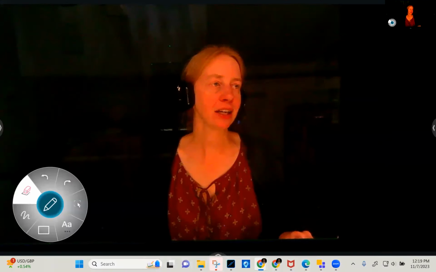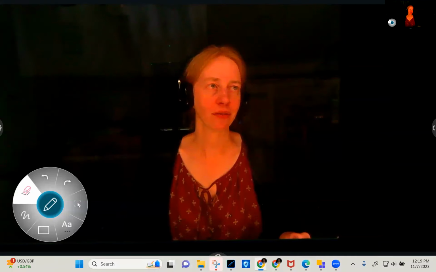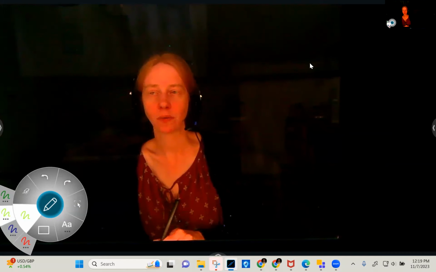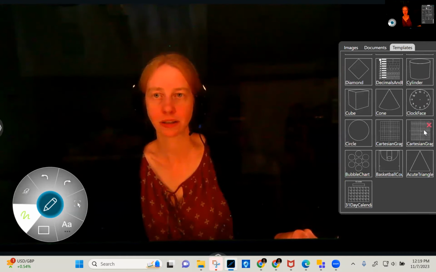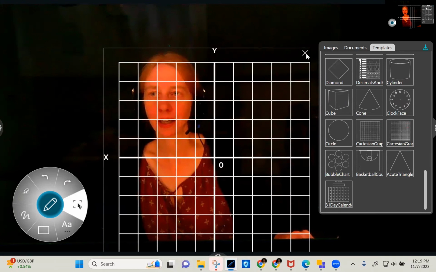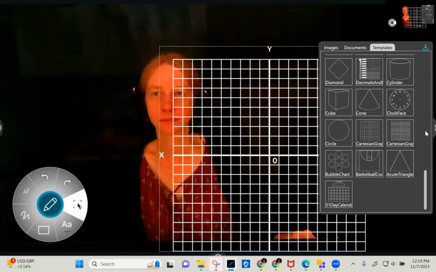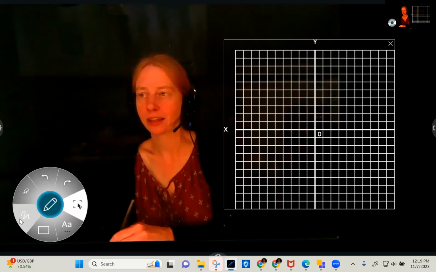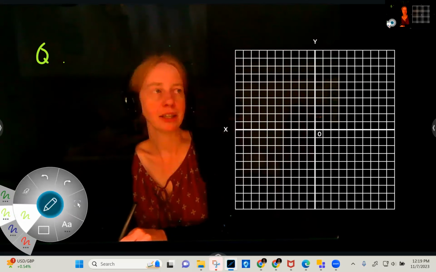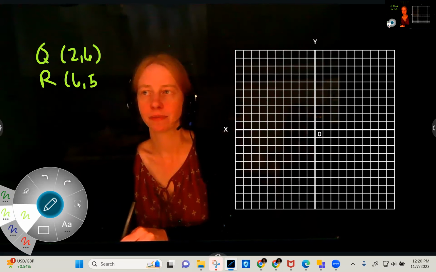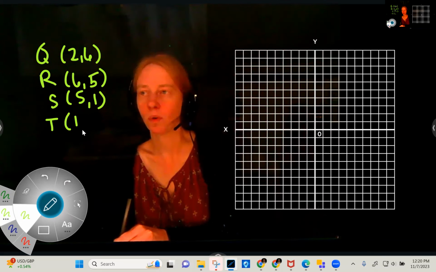So let's take a look at the example that I have for you. Let me draw a picture. So I have a rectangle. Let's get our actual real nice grid here. I'm going to regret that grid because it only has 5. Let's do the bigger grid. So I have a point. I'm going to write these all here. Q is 2, 6. R is 6, 5. S is 5, 1. And T is 1, 2.